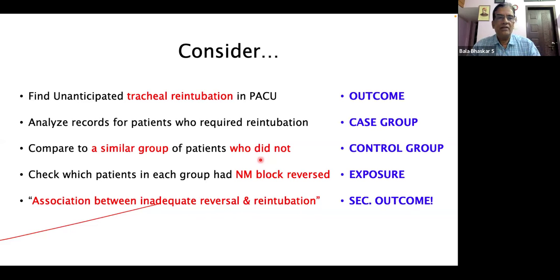So, for example, we have certain definitions here, nomenclatures. We are trying to find an outcome. The outcome we are trying to look for is tracheal reintubation. This is what we are trying to find out. And actually, it does happen in a group of patients. That group of patients is called the case group. And there is a set of patients where reintubation doesn't happen. That is called a control group. And we are trying to link it to an exposure, that is, whether neuromuscular blockade was reversed or not. That is called exposure. And beyond that, we'll try to see the inadequate reversal and the reintubation as secondary outcomes.